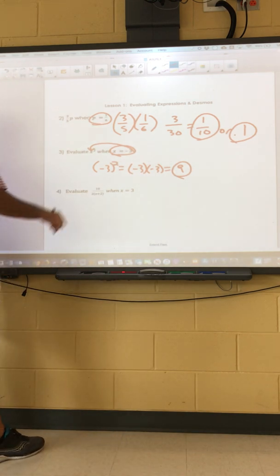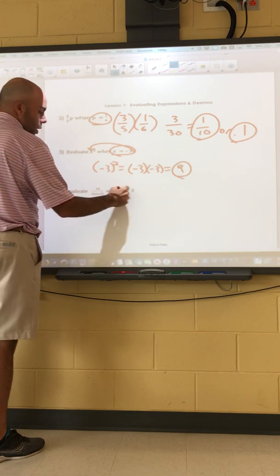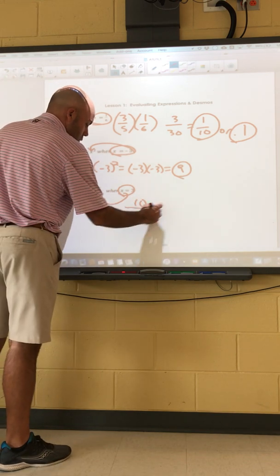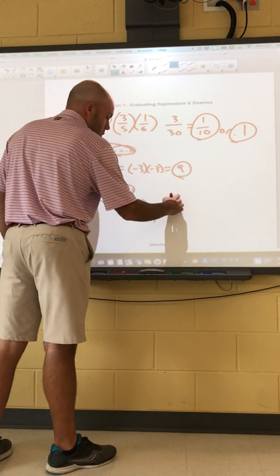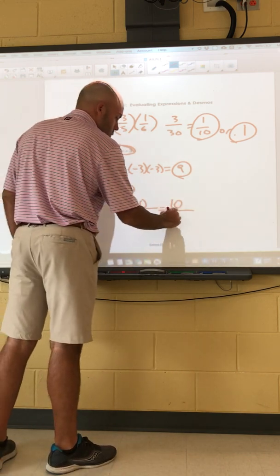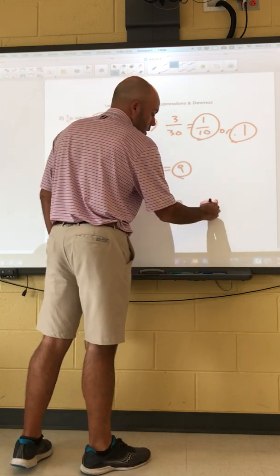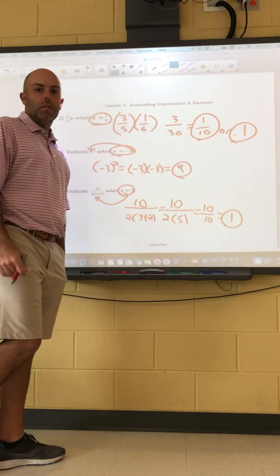Okay, lastly, down here, we have 10 divided by 2 times parentheses x plus 2 when x equals 3. So we're going to substitute that 3 in there. So we're going to get 10 over 2 times 3 plus 2, which equals 10 over 2. 3 plus 2 is 5, so 2 times 5 is 10. 10 divided by 10 is 1.